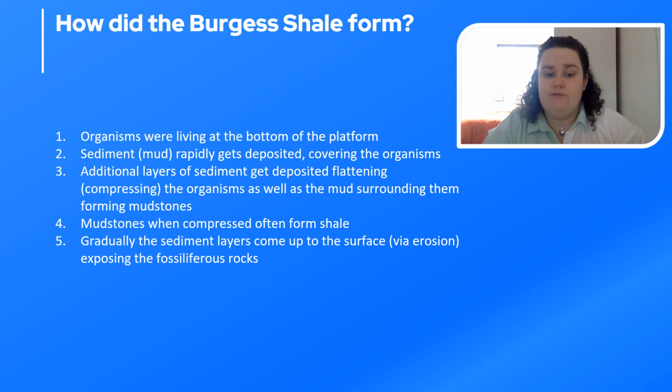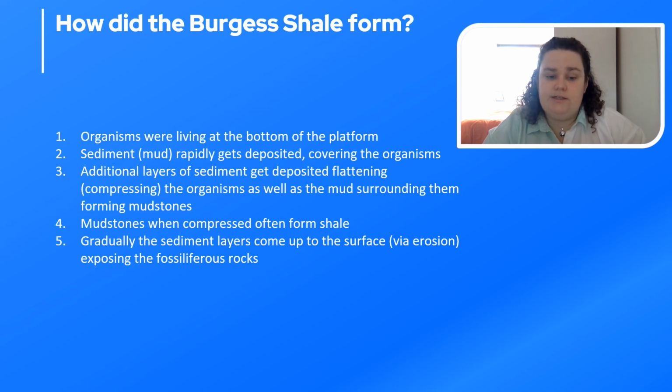So, how did it form overall? The first step was that organisms were living at the bottom of the platform. Sediment, which was most likely mud, rapidly gets deposited, covering the organisms. Additional layers of sediment get deposited, compressing the organisms, as well as the mud surrounding them, forming mudstones.